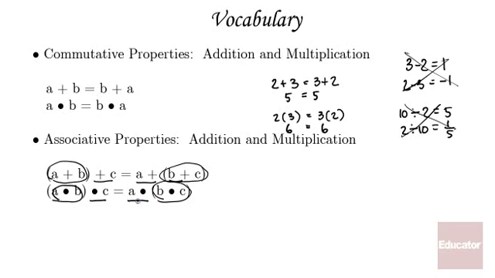Notice that different from commutative property, the order of the variables or the numbers is not changing. I still have A, B, C on both sides, but what is changing is the grouping symbols.